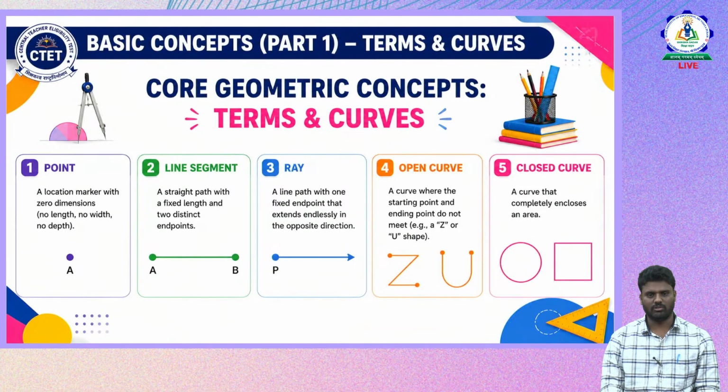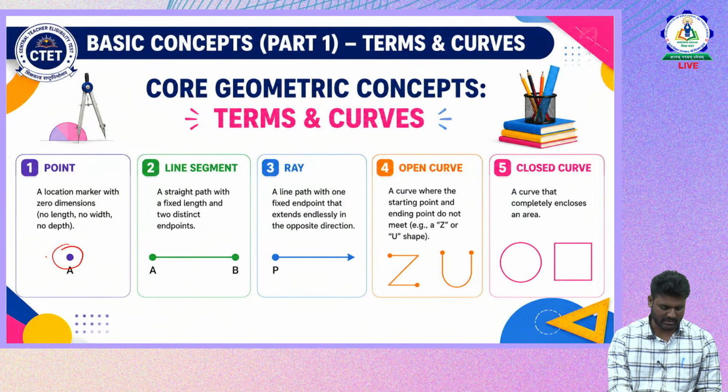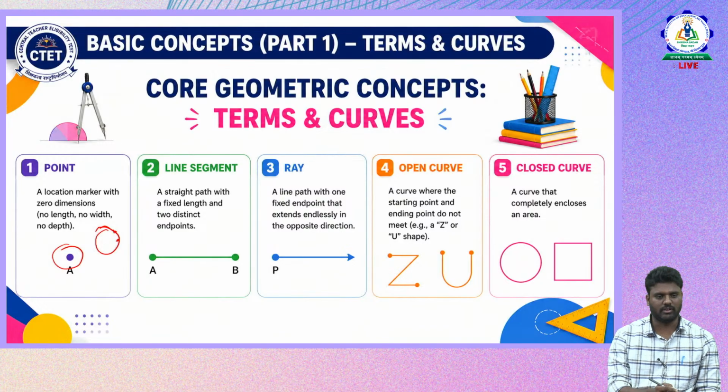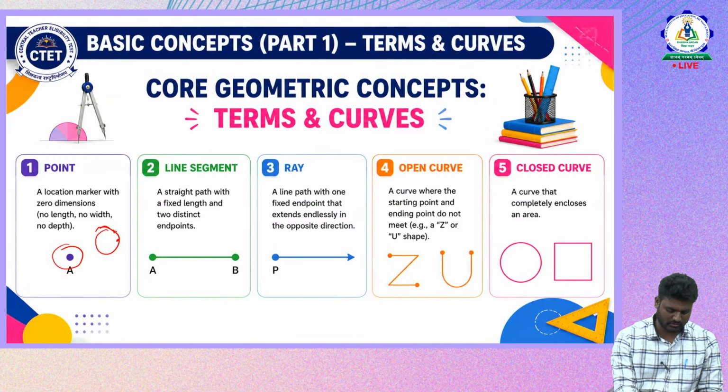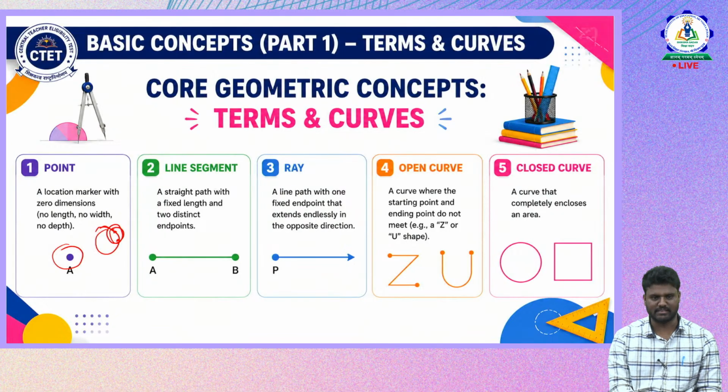So now let us understand what a point is. A point is a location or a marker which has 0 dimensions. A point can be represented by the symbol of a dot. It doesn't have any length, depth, or width. For example, in a circle, if you represent the point without any radius, then we say that this is called a point, which you represent by the dot symbol.